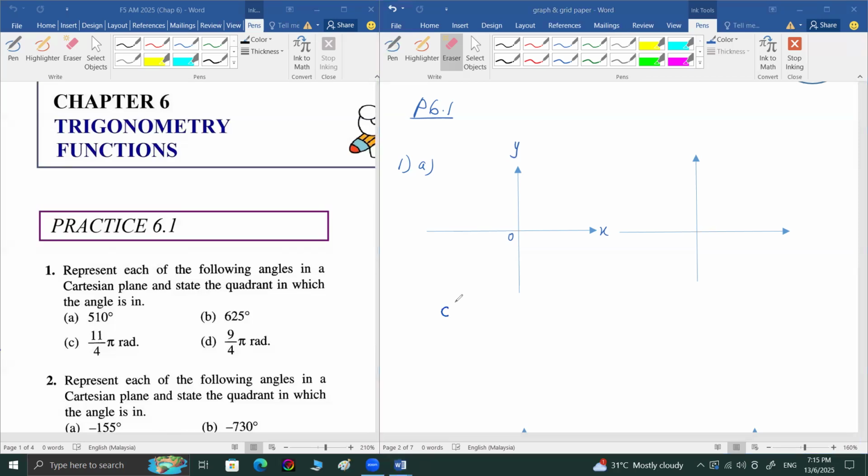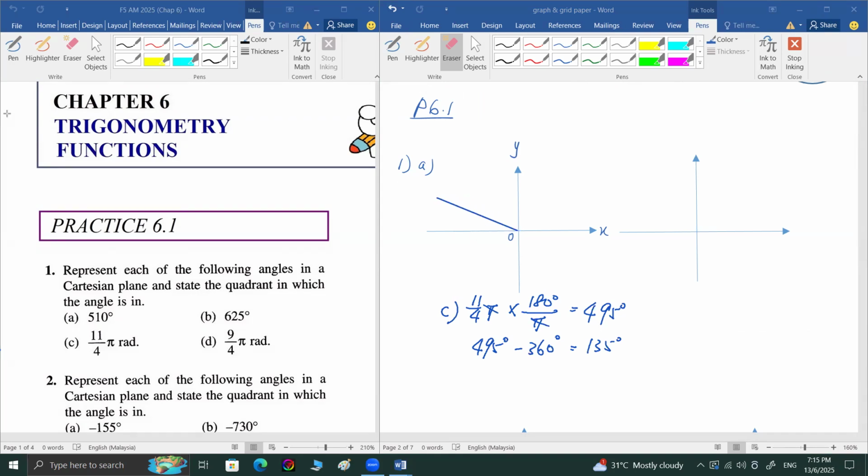So C, you get 11/4 pi. Remember, to make it degree, you times 180 per pi. Because pi and pi can be simplified, you multiply that and you get 495. You change this because you want to see the way of AB. As you know, 495, more than one round only, so you get 135. 135 is at second quadrant.